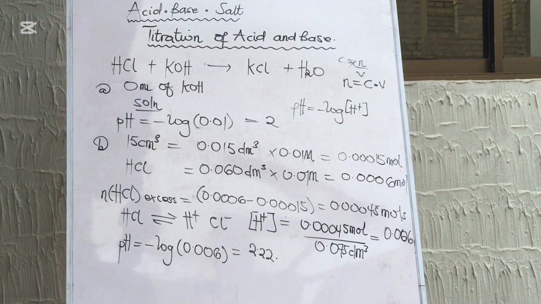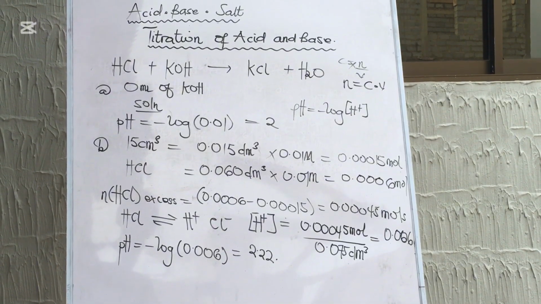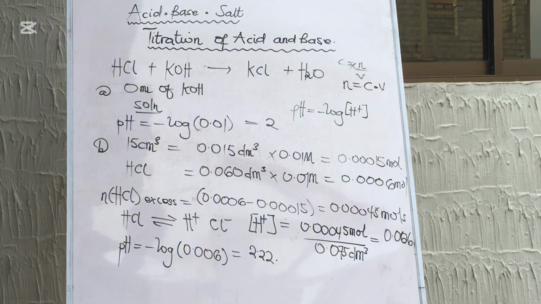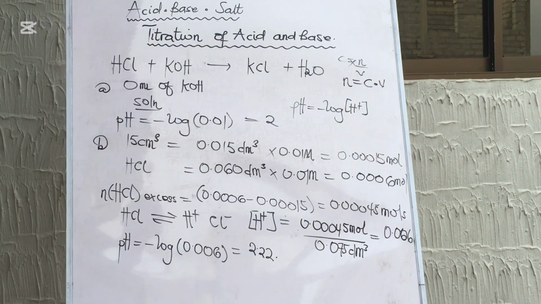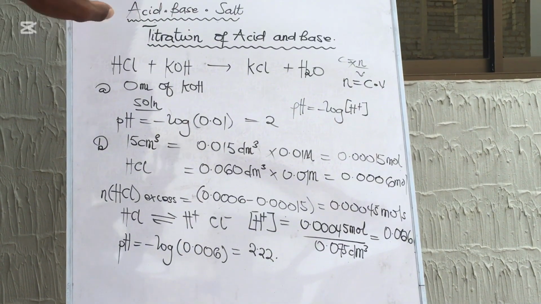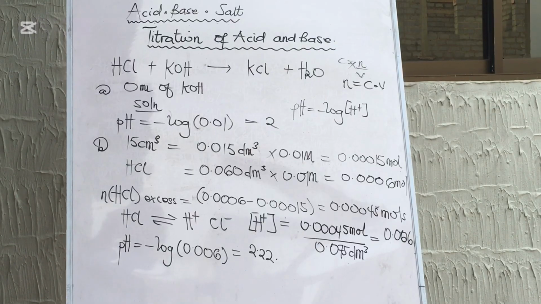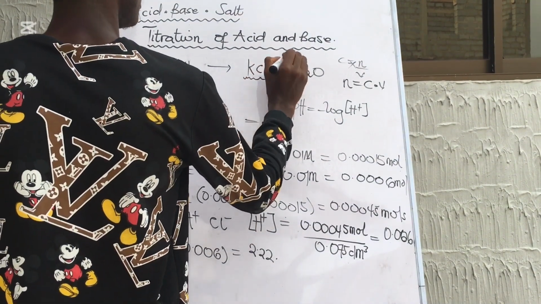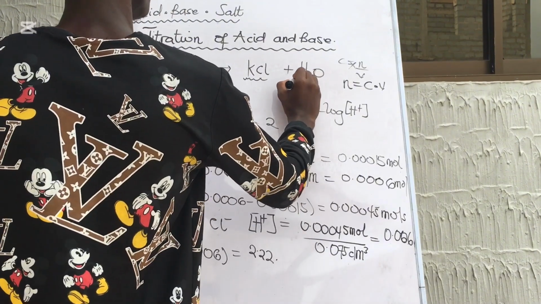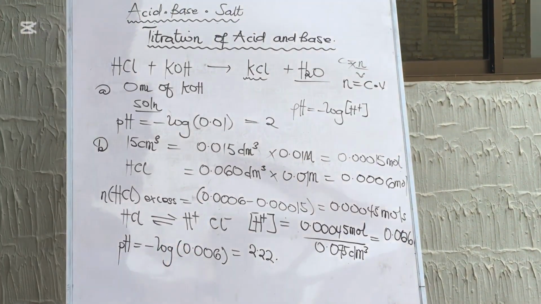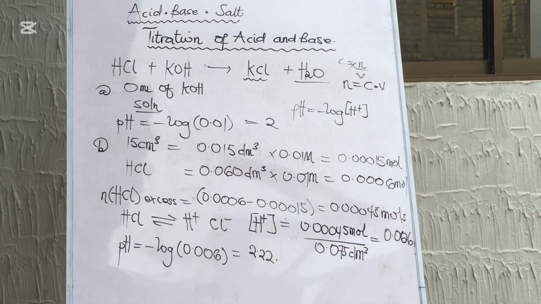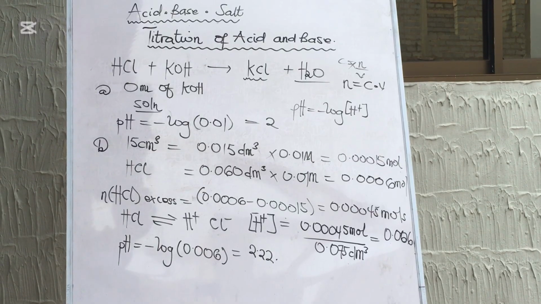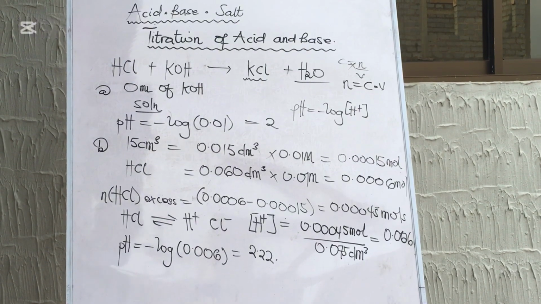So the more you continue adding the KOH, a time will come where you reach a point where you are not going to have any of the HCl or the KOH. You are going to have only KCl and water. KCl is a neutral salt, as I've already discussed with you earlier, and water has a neutral pH of 7, so it doesn't contribute to any acidity or basicity.